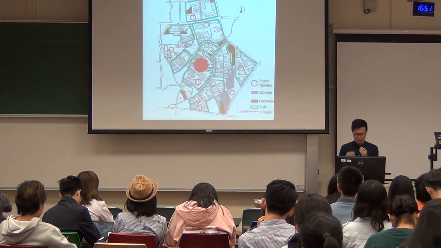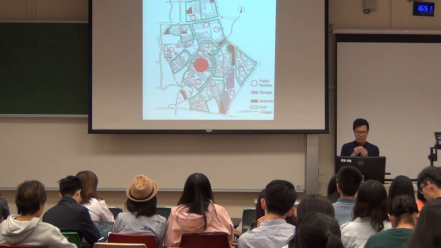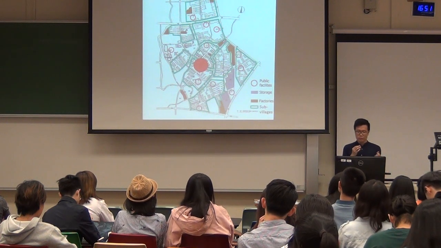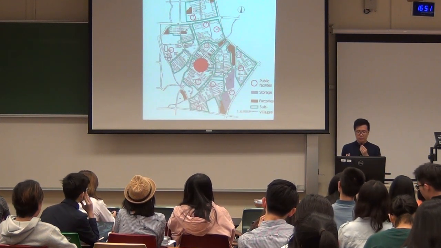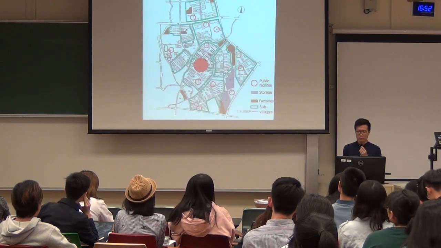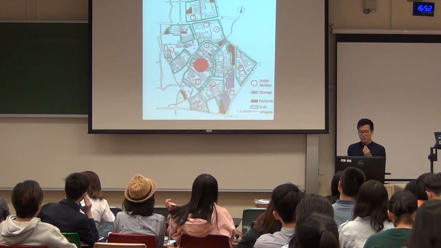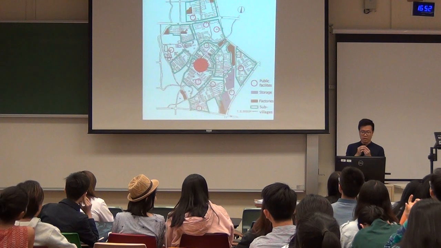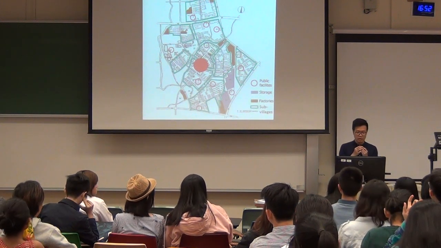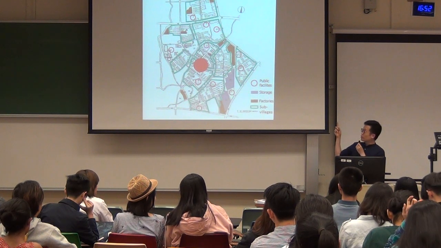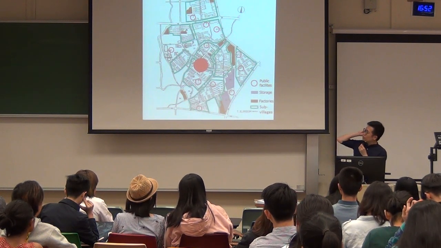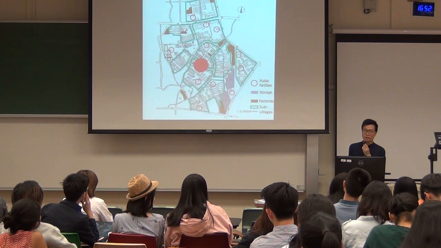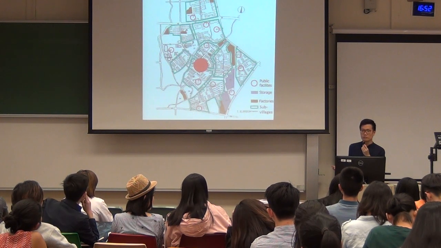So in order to ensure this work unit organization can be successfully implemented in this newly built housing estate, the estate was divided into some sort of hierarchy. You can see that every sub-village is organized surrounding a facility center which provides all the social needs, civic needs for the residents living within.